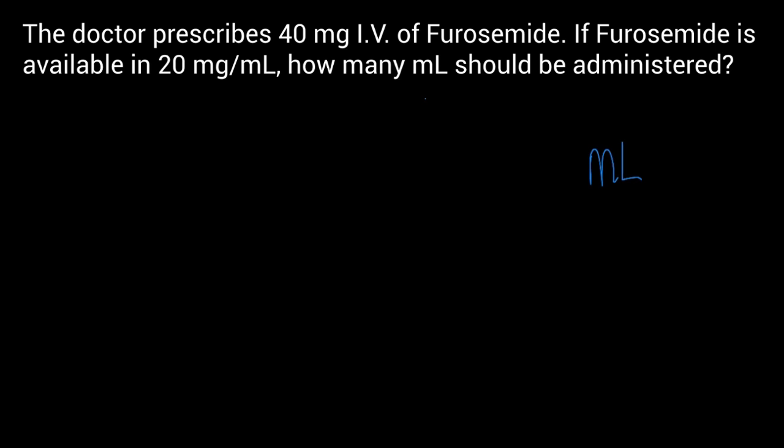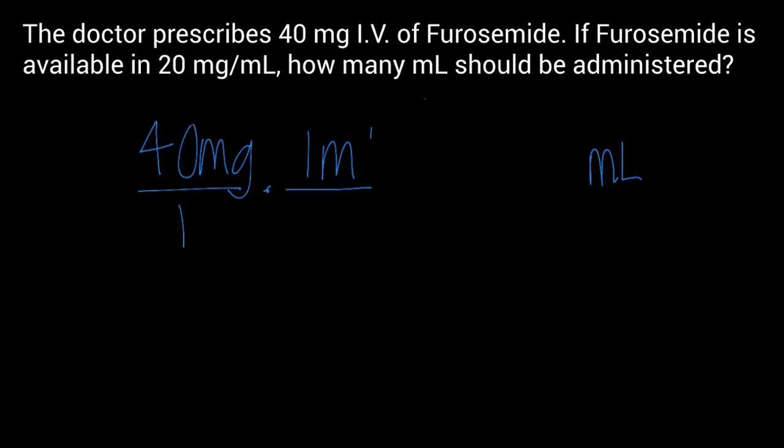And then I'm going to take what's given, which is the 40 milligrams. I'm going to write that as a ratio over 1. Now I've got to change milligrams to milliliters, so I'm going to multiply by 1 milliliter over 20 milligrams, given from the problem. What you'll notice is that my milligrams are opposite each other. In order for the milligrams to cancel, they must be on the top and the bottom.